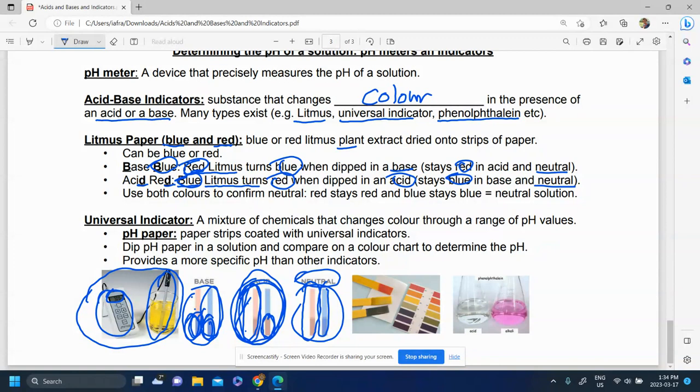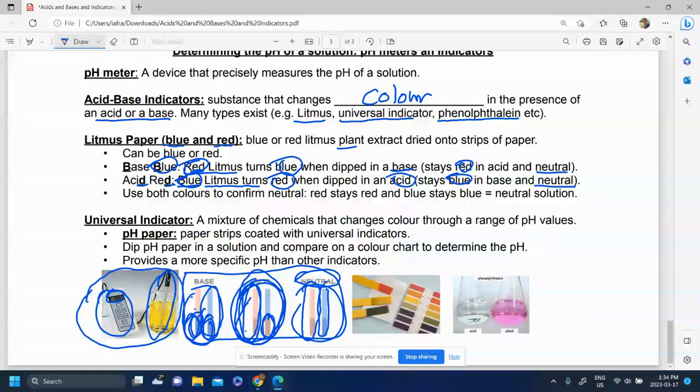Okay, so blue becomes red in acids, red becomes blue in bases, and then both of them stay the same color in neutral. Because this is a common indicator that we'll use and you should know how to use it without having to look it up every single time.